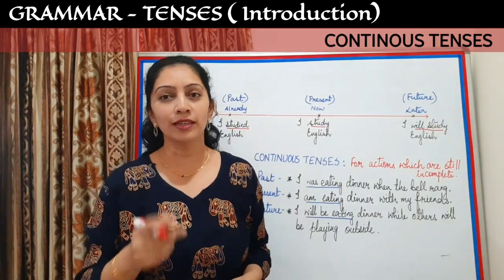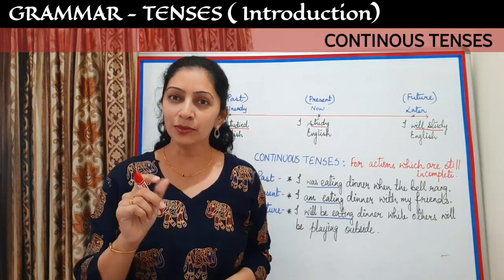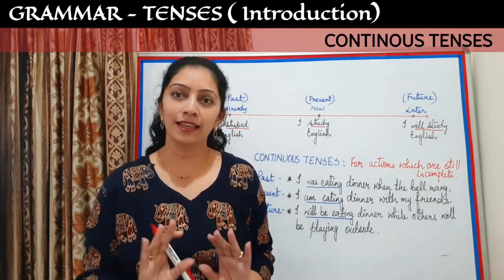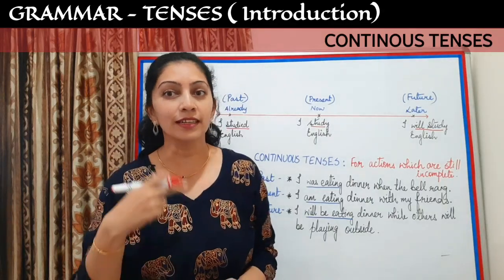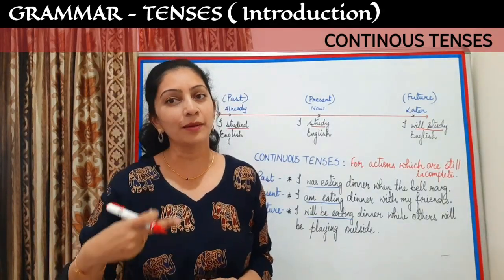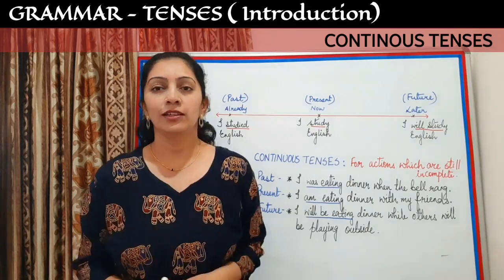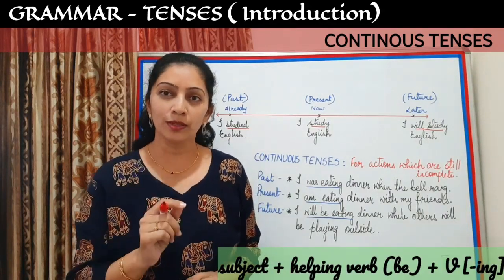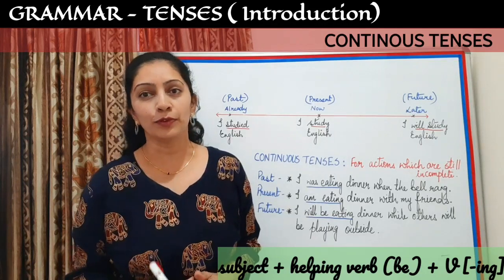Next we move on to continuous tense. And as the word continuous suggests, an action is still incomplete. It is still in continuity. It is still under the completion cycle. So for such tense forms, we use the verb with ing form.